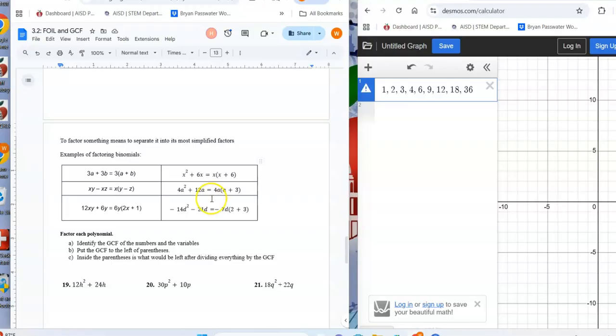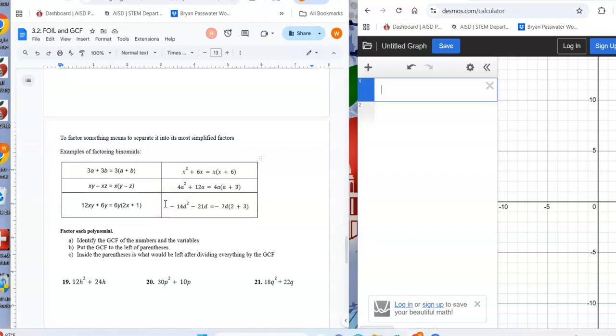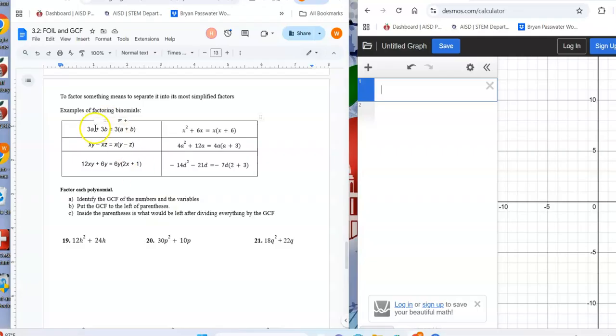All right, to factor something means to separate it into its most simplified factors. Examples of factoring binomials is this. So we're really just factoring binomials today. What that means is you want to find the greatest common factor of both terms, and you divide that out. So to identify the GCF of the numbers and variables, put the GCF to the left of parentheses. Inside the parentheses is what would be left after dividing everything by the GCF.